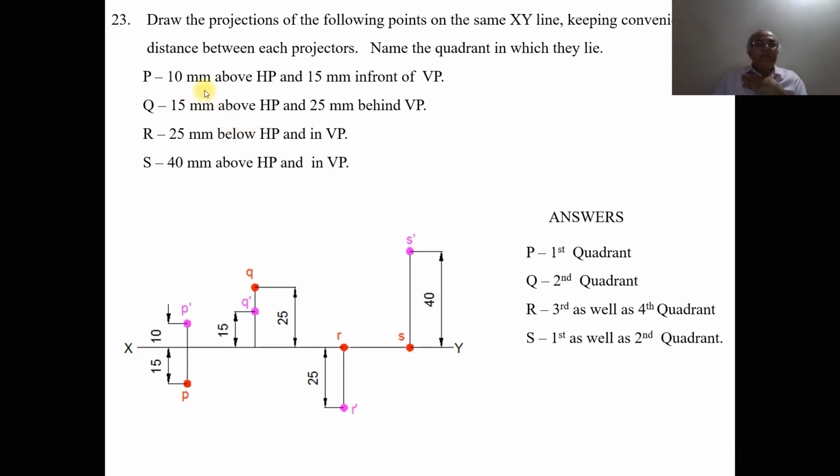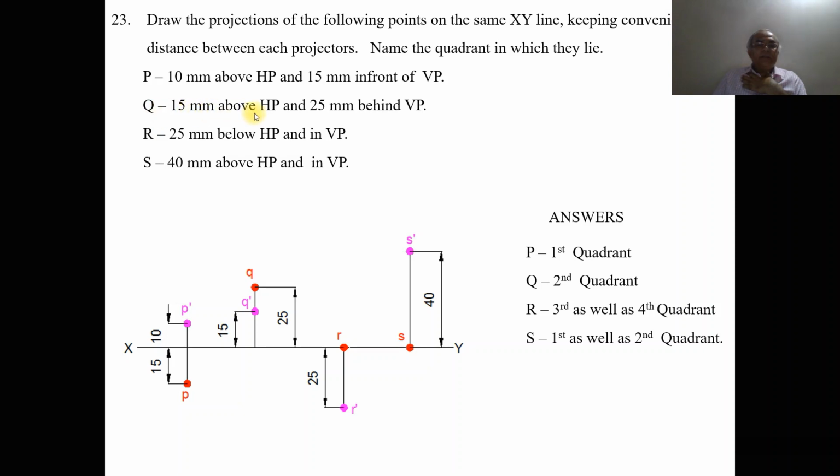So here, if you take the first condition, above HP and in front of VP, this will satisfy the condition of the first quadrant, wherein in the first quadrant it says above HP and in front of VP. So obviously capital P lies in the first quadrant.